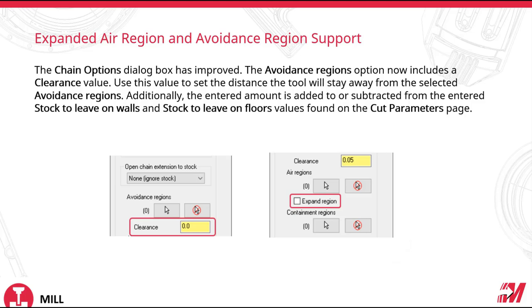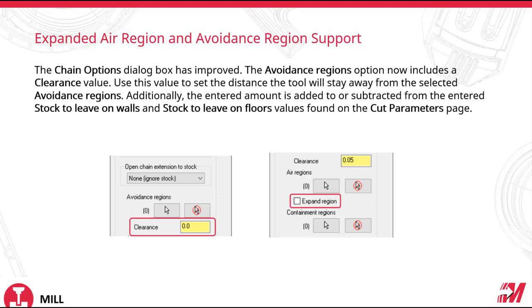Expanded air regions and avoidance region support. So this is a nice enhancement, specifically the expand region. So in the chain options, the avoidance regions options now includes a clearance value. This is a clearance, so you can say, stay away this value. Now the only issue that I see with it is it's going to stay away from all the avoidance. You can't segregate that out yet into like a fixture clearance. Every clearance you pick as far as avoidance, it's going to clear by that amount. So if you put 100 thou in there, every one you have picked is going to clear by 100 thou.